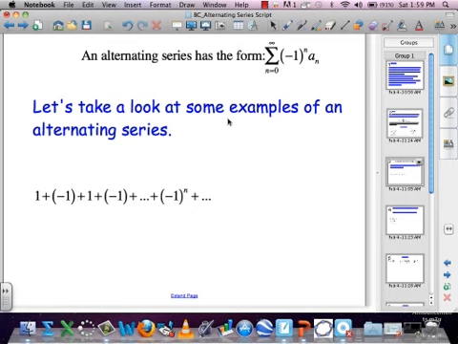Now let's take a look at some examples of alternating series. This first one I think we've discussed before. It's an alternating series of 1s. So 1, then a negative 1, then a 1, then a negative 1, etc. Basically just a series that contains the flipper. The a sub n in this case would be just a constant 1.